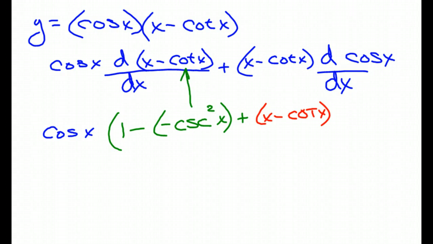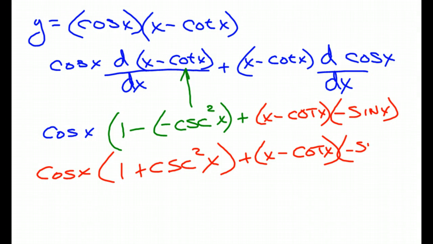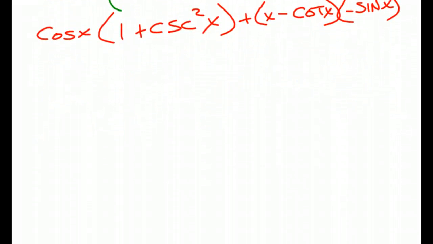What is the derivative of cosine of x? Negative sine of x. Okay, so at this point, we have the cosine of x times 1 plus cosecant squared of x, plus x minus cotangent of x times negative sine of x. Okay. And like Megan says, what does that do for us? Well, let's look at that as where we're at. And let's continue on.